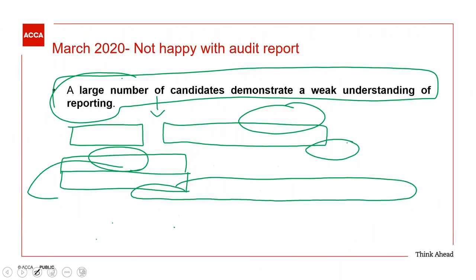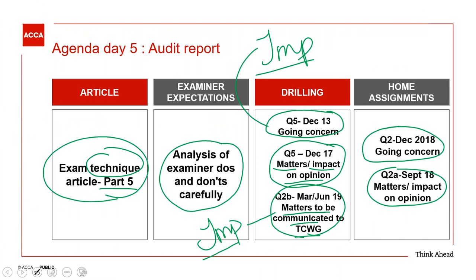One paper is the question number 5 of the December 17 exam. I will just help you understand the requirements of the question 5 of December 17, and I will solve one part of that paper, and you will do the rest yourself. And then I will be discussing the requirements of the question 2B with you of the June 19 exam, which was communication to those charged with governance, to help you understand the requirement. And I will be solving just a 10 to 15% part of the question so that you are able to understand how you solve it.